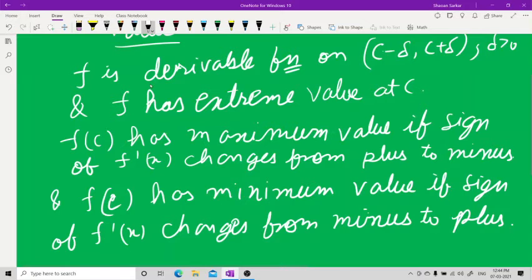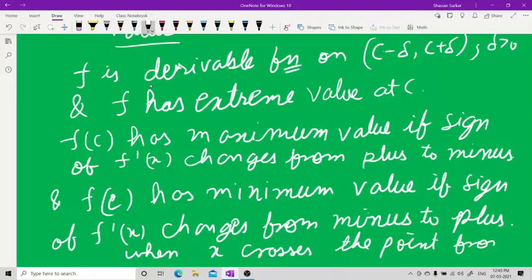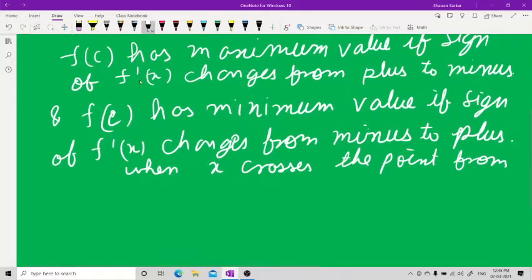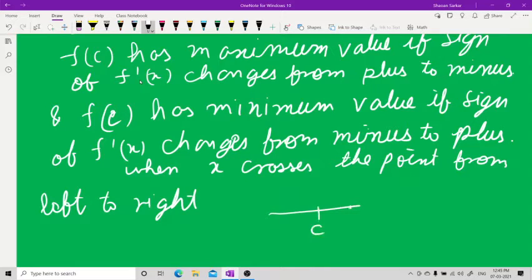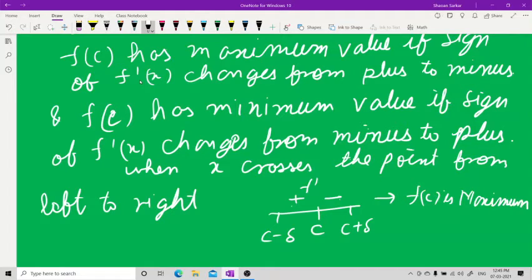Of course, one more thing, when x crosses the point C from left to right, this is the point C, this is the point C plus delta, this is the point C minus delta. If f dash changes from plus to minus, then f(c) is maximum value.